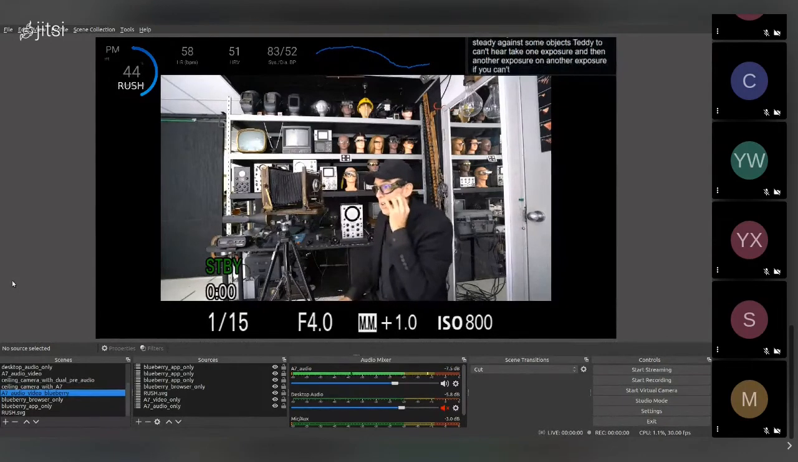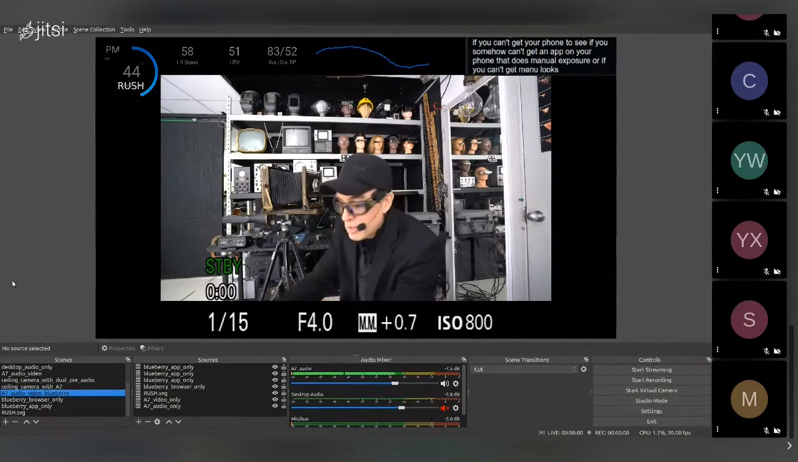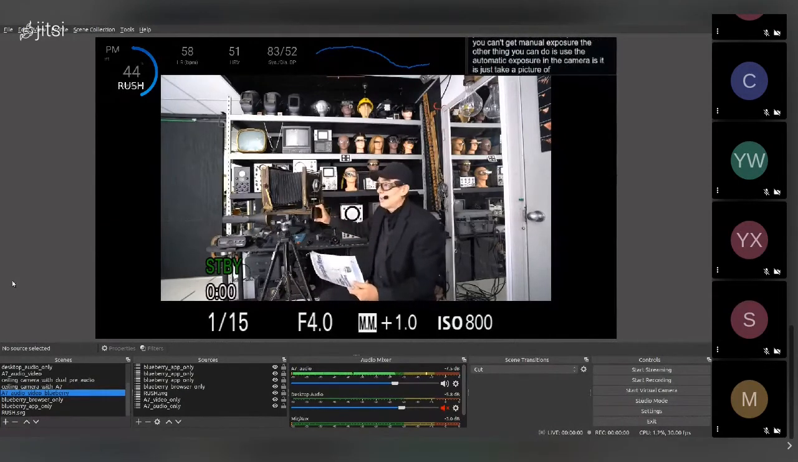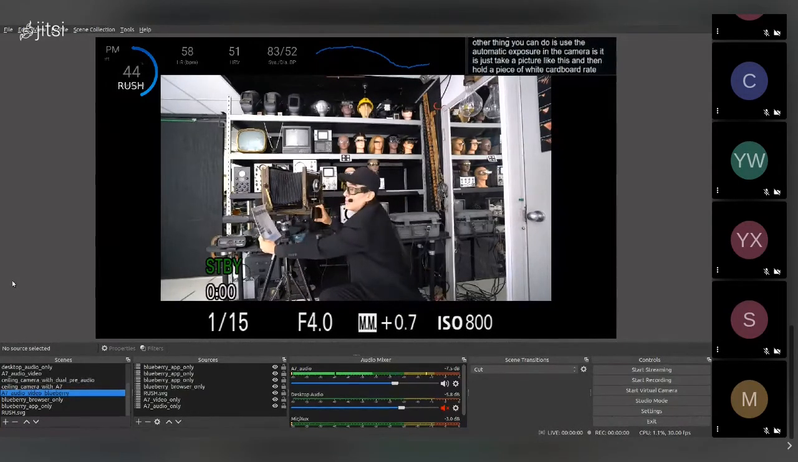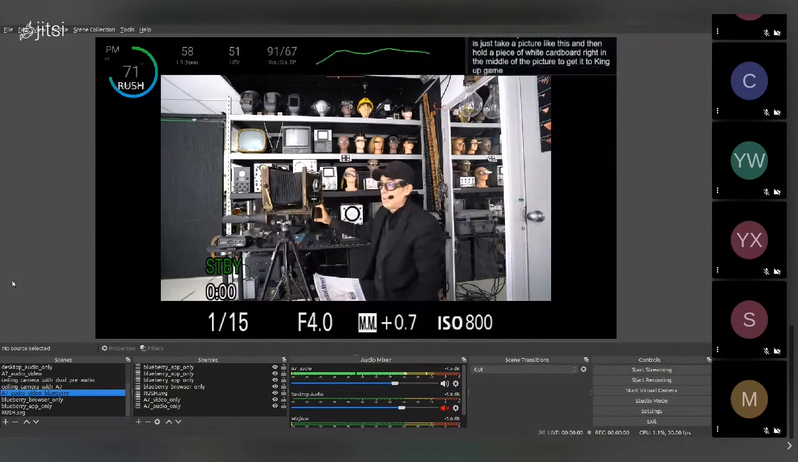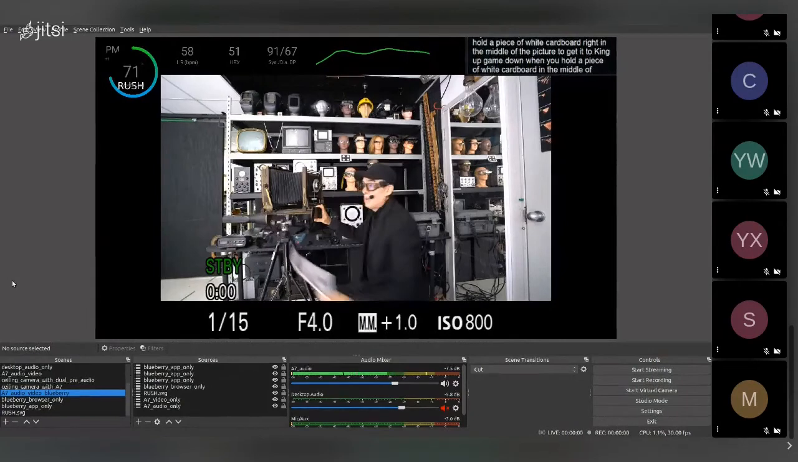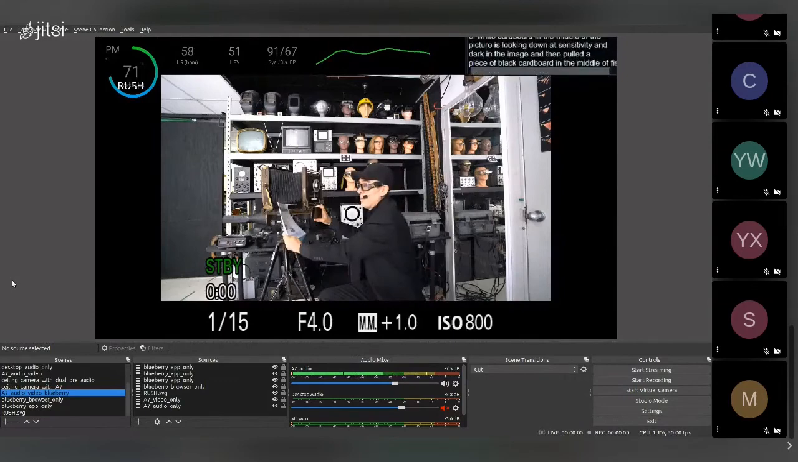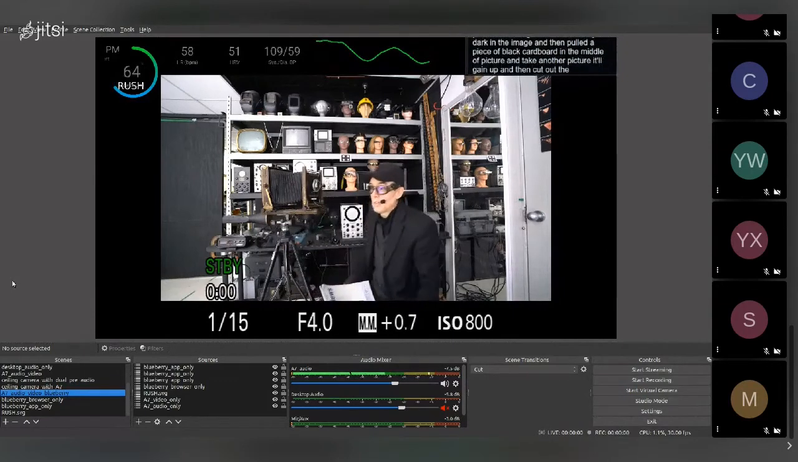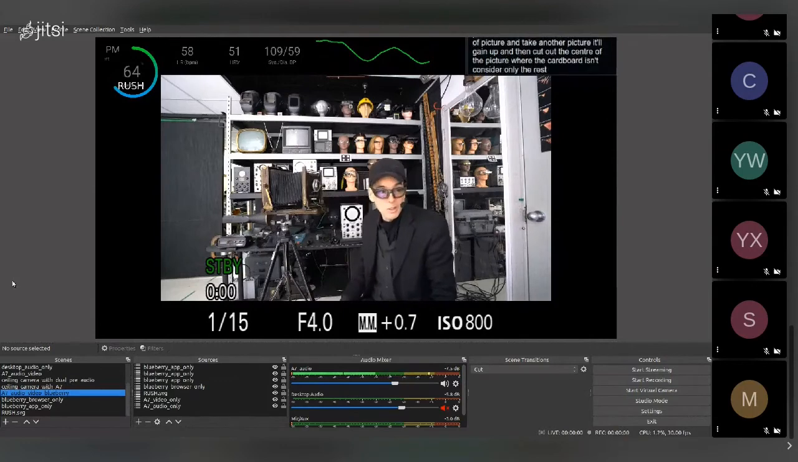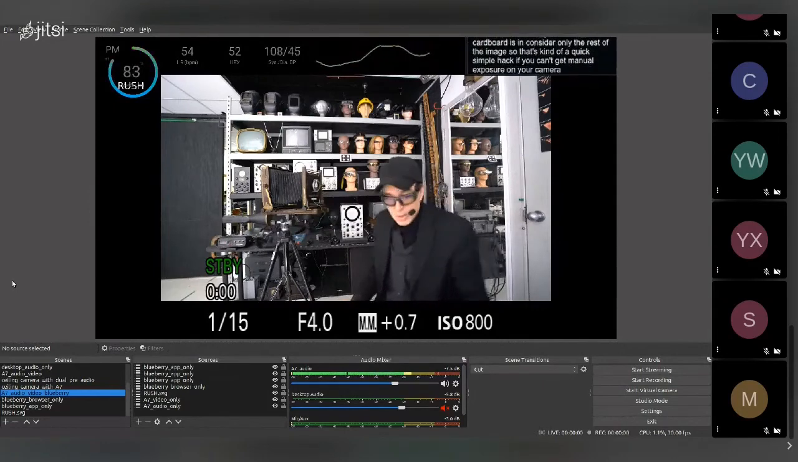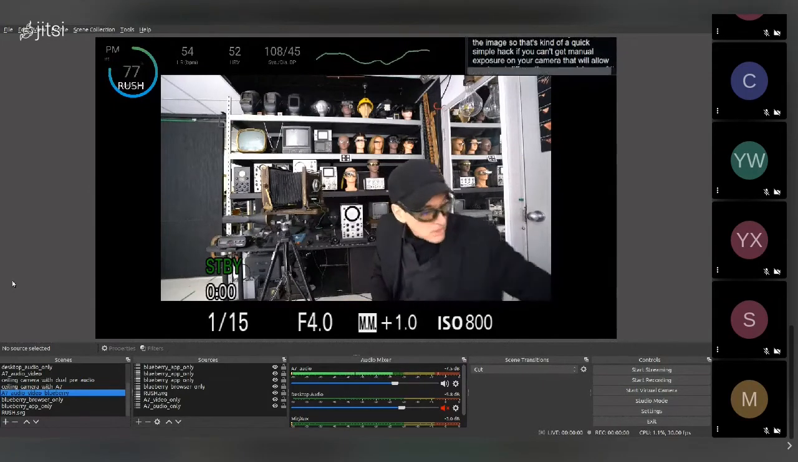If you somehow can't get an app on your phone that does manual exposure, or if you can't get manual exposure, the other thing you can do is use the automatic exposure in the camera as it is, take a picture, and then hold a piece of white cardboard right in the middle of the picture to get it to gain down. When you hold a piece of white cardboard in the middle of the picture, it'll gain down its sensitivity and darken the image. Then hold a piece of black cardboard in the middle of the picture and take another picture, and it'll gain up. Then cut out the center of the picture where the cardboard is and consider only the rest of the image. So that's a quick, simple hack if you can't get manual exposure on your camera that will allow you to get differently exposed pictures of the same subject matter.